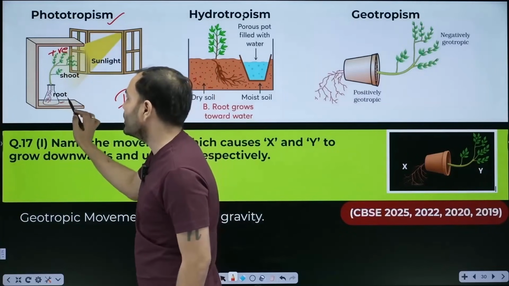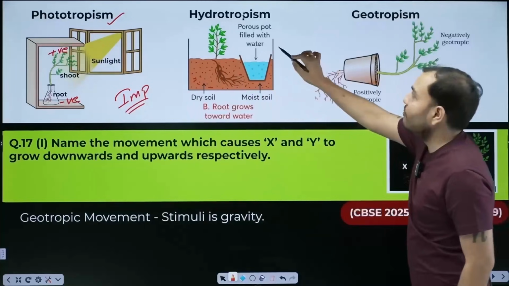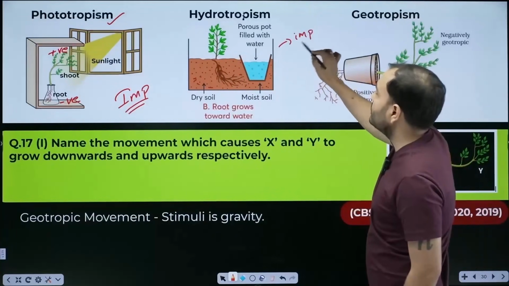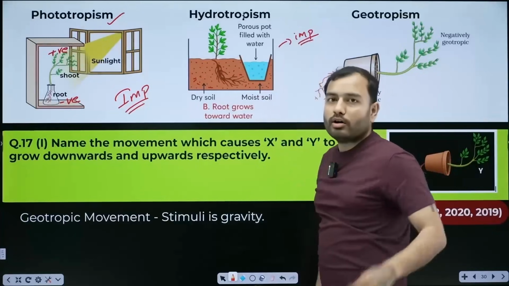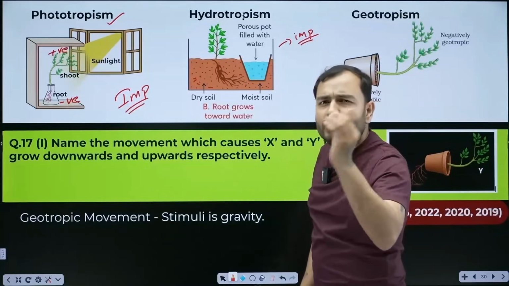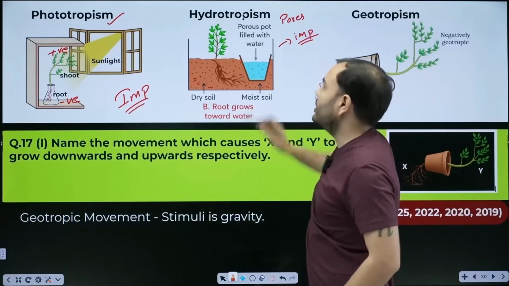The root ran away. What did it do? Negative phototropism. This diagram of hydrotropism is very important. The board asked it. Look at it carefully. You planted a plant. Next to it, you put a porous pot. Porous means it will have tiny, very small pores. Little holes. And you fill it with water.